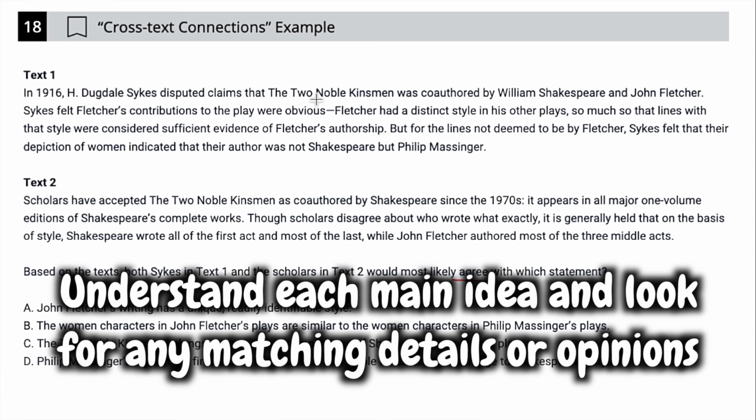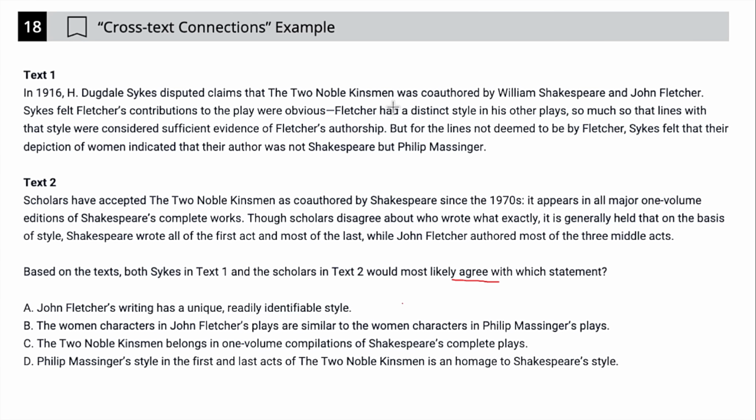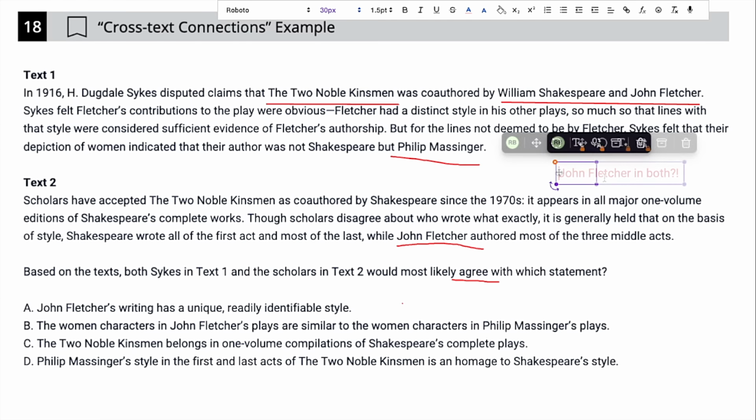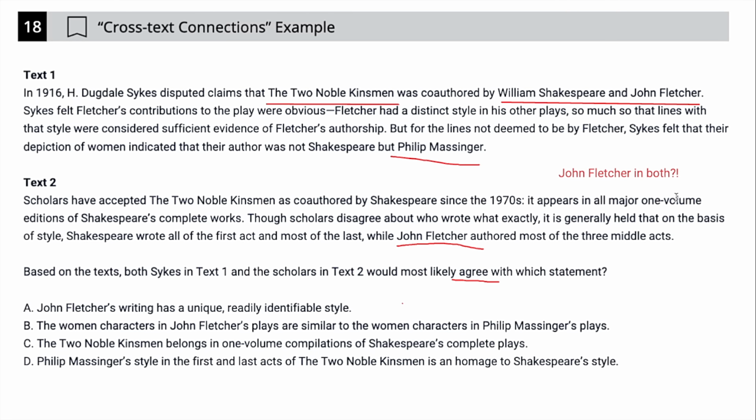So just scanning through this, we see that we're talking about this piece of work that was co-authored by these two guys. And then at the end, it mentioned something about this other person who was involved in possibly writing this book. And then text 2, it seems to be talking about the same thing. And I'm not seeing anything about that Philip guy, but it does talk about John. So in my analysis, the thing that I'm noticing that shows up in both is this John Fletcher character. So the thing that's agreed upon is probably going to have something to do with him.